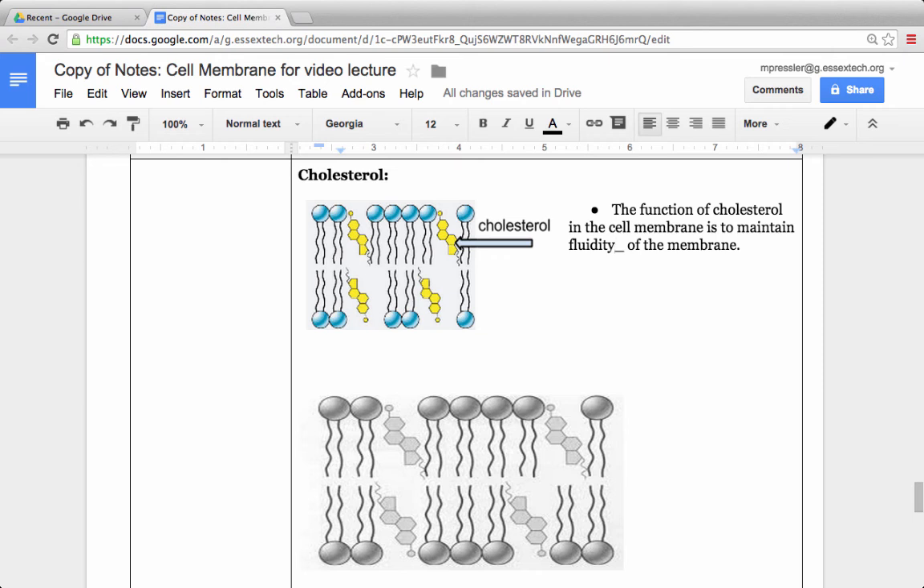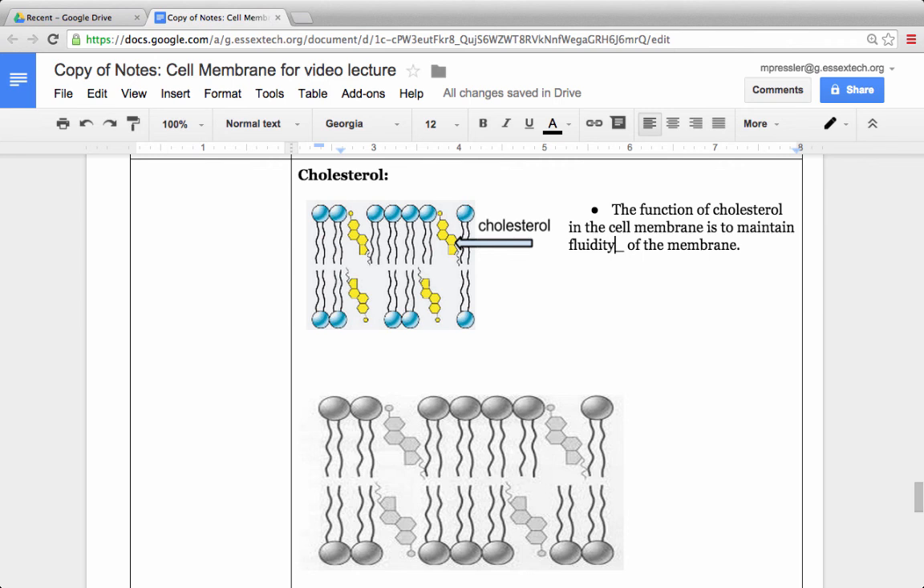The purpose of the cholesterol is to help maintain fluidity of the membrane. So fluidity, what is it? It sounds like the word fluid. Fluid flows and can change shape and can interact with its environment to change its shape. We want our cell membrane to do the same thing. We want our cell membrane to be able to change shape and to be able to interact with the environment in order to change its shape.